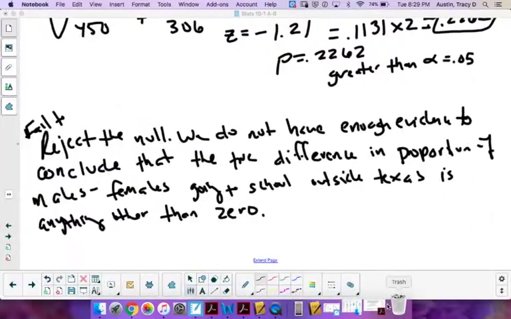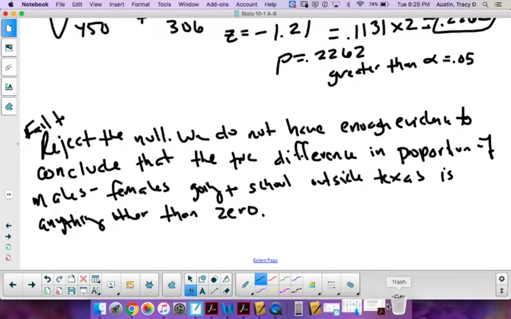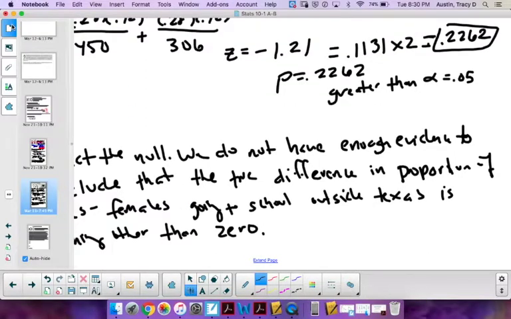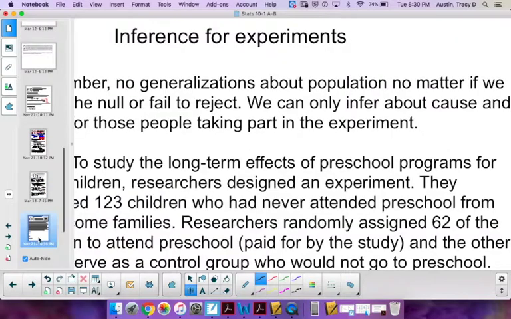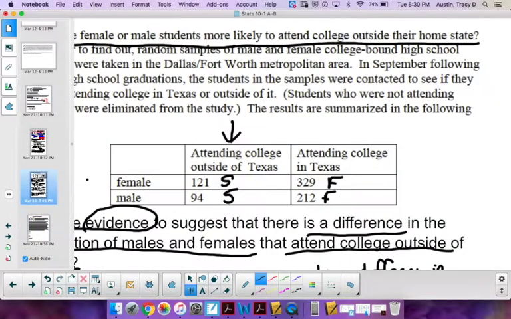Fun. But okay, so we're going to do more of these tomorrow. You're going to do one for yourself. You'll do another one for yourself tomorrow. And then we're going to start talking about inference when you're doing an experiment, which changes just the conclusion, actually, the way this is stated and the way the variables are defined, because we can't talk about population when we do an experiment. That's cause and effect only.